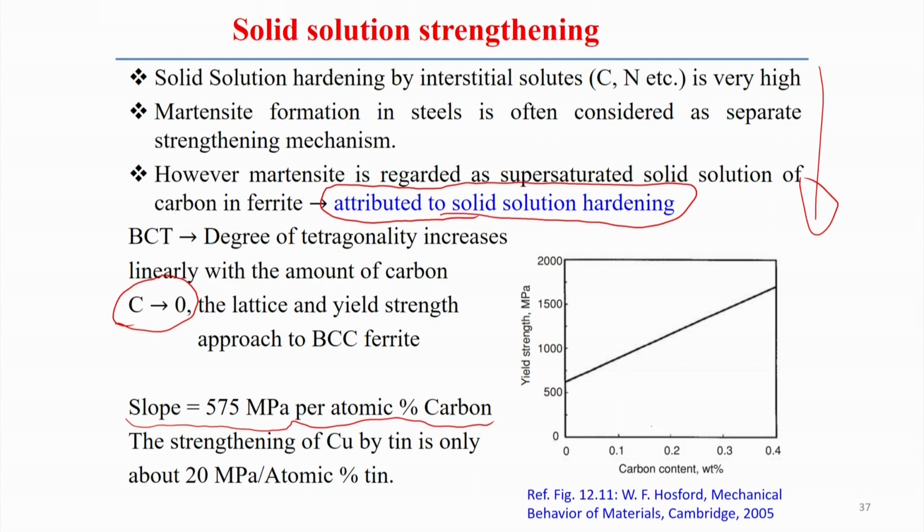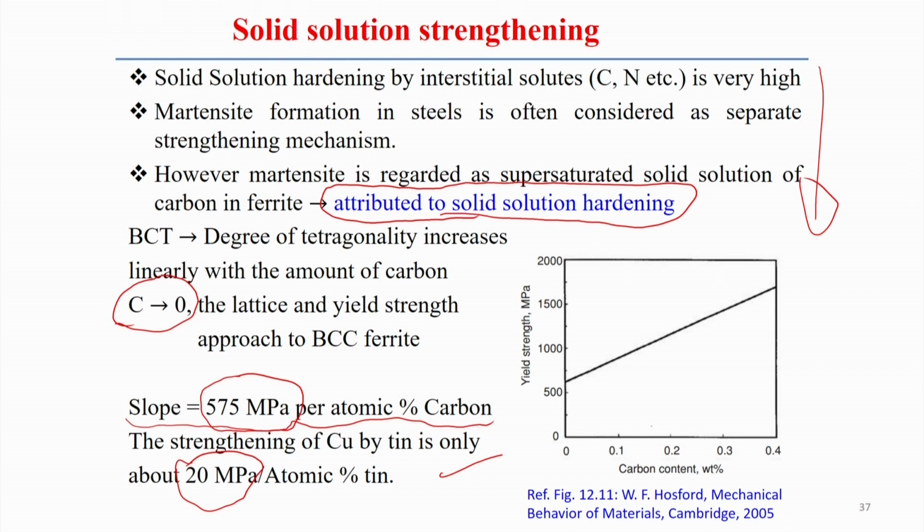But if we compare practically the other cases, strengthening of copper by tin is only about 20 megapascal per atomic percentage of tin. So, that means with the addition of per atomic percentage of the tin, the increment of the strength level is only 20 megapascal, whereas in case of martensitic structure, the slope is 575, which is a huge increment as compared to the 20 megapascal in case of strengthening of the copper alloy by tin.